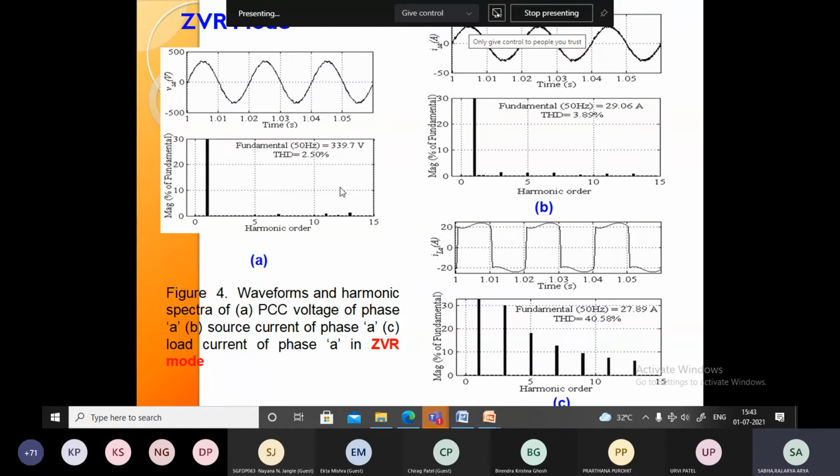For that, you can use the zero voltage regulation mode. After ZVR mode, you can see we have maintained the voltage up to the rated value, and the supply current and load current are under control. The load has only 40% distortion, but the supply current distortion is within limit.